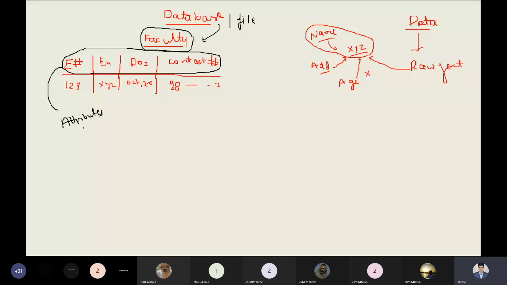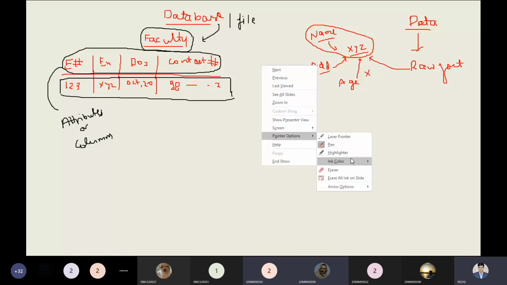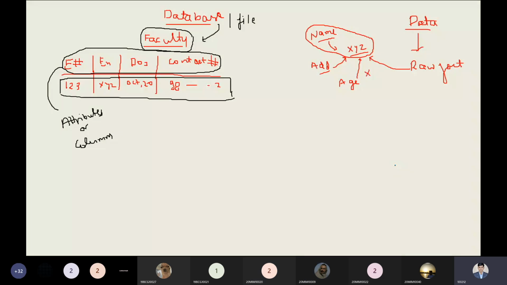Attributes or columns. Is it clear to all right now? Yes, sir. Good. So can anyone tell me what is this? 1, 2, 3, X, Y, Z, 2, October 20 or mobile number 98 so and so. Data. Yes, this is the data which is associated with the respective column.